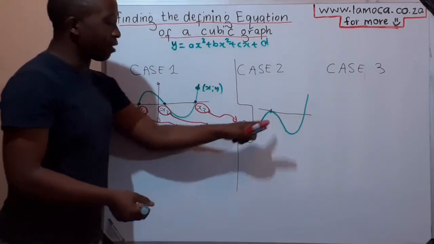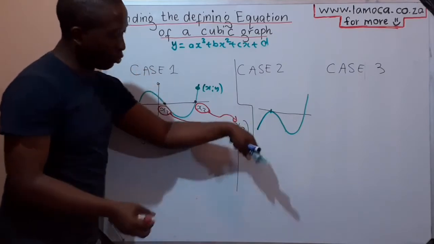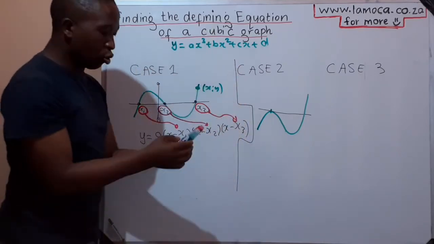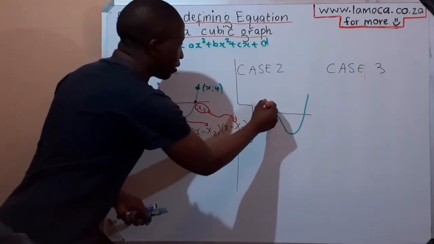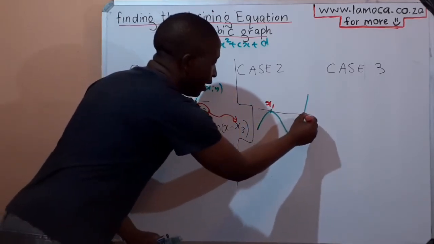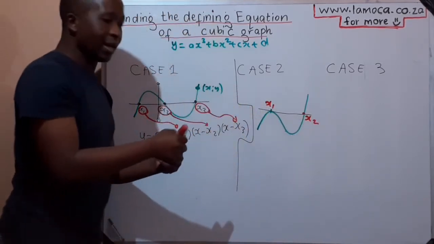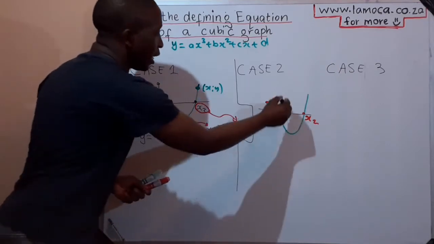So this is what I refer to as the bouncing point. The graph bounces when it gets there, it's not cutting across through. So this is what I'll refer to as my x1, and this here is simply my x2. The y value can be, the y axis can be anywhere.